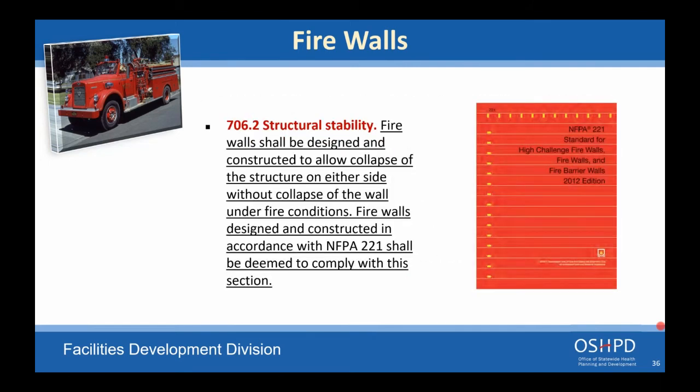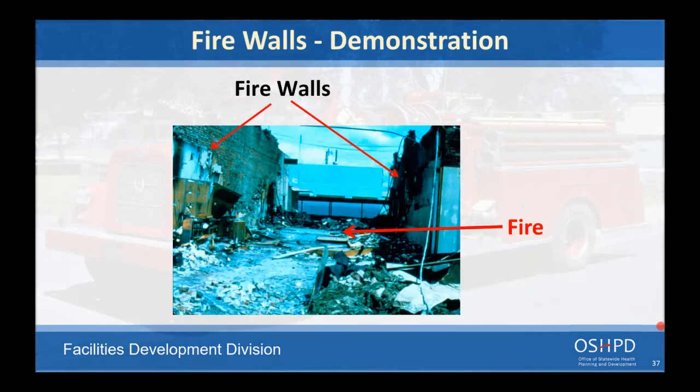Okay, this basically just says what I just said, that the wall shall be designed and constructed to allow collapse of a structure on either side without the collapse of the wall under fire conditions. And here's an example of that happening. This is not a hospital, but it did have firewalls, and you can see this building caught on fire, yet the adjacent buildings are minimally affected.